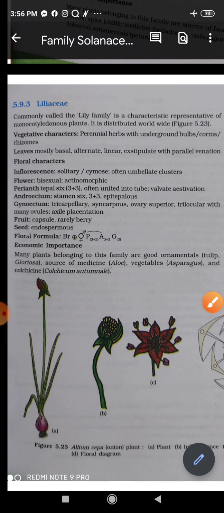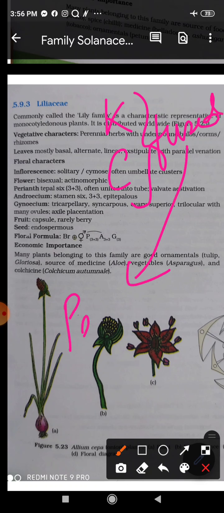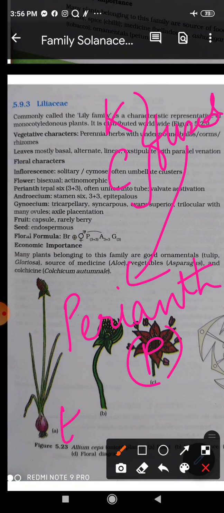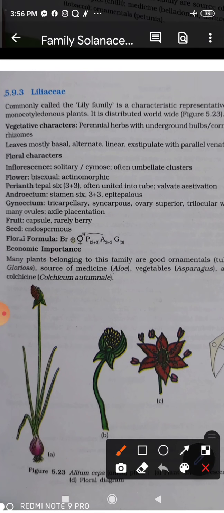Next we see that the calyx and the corolla, they are fused, and if they are fused, that is known as perianth, which is represented by a capital P. This is also known as tepals, right? Fusion of petals and sepals are tepals, right? So what we see here is that the perianth or the tepal is 6 in number, found in 2 bundles of 3 plus 3, right?